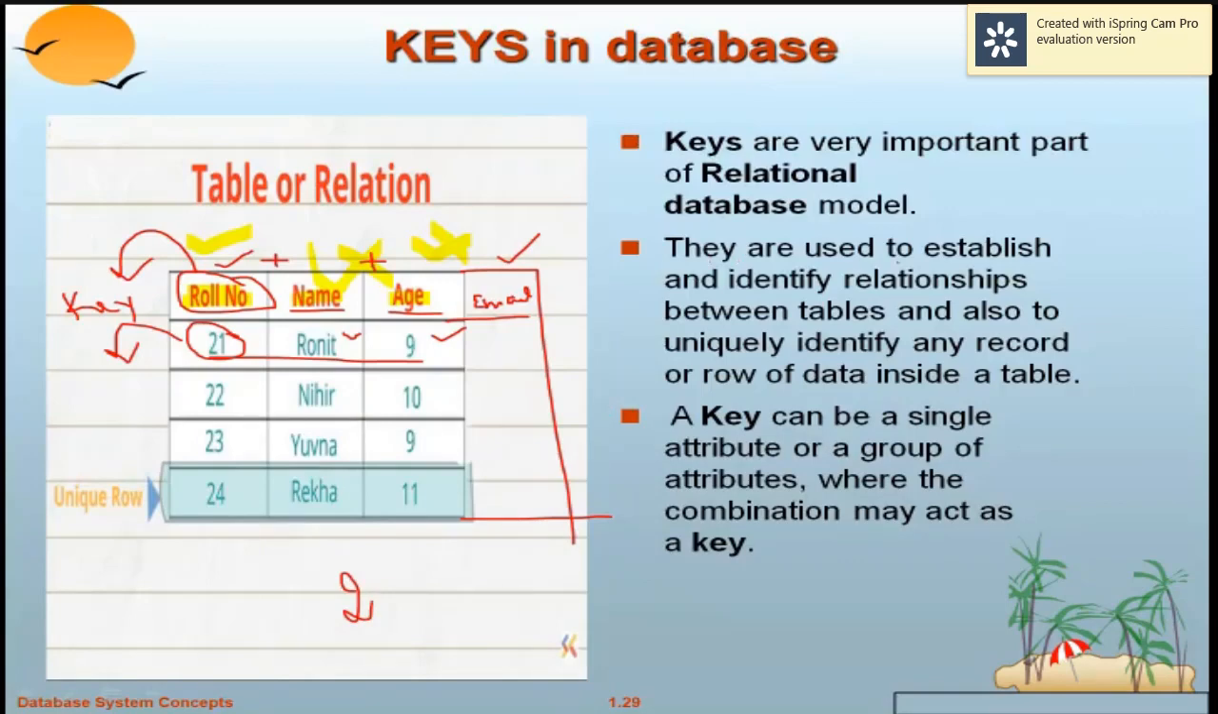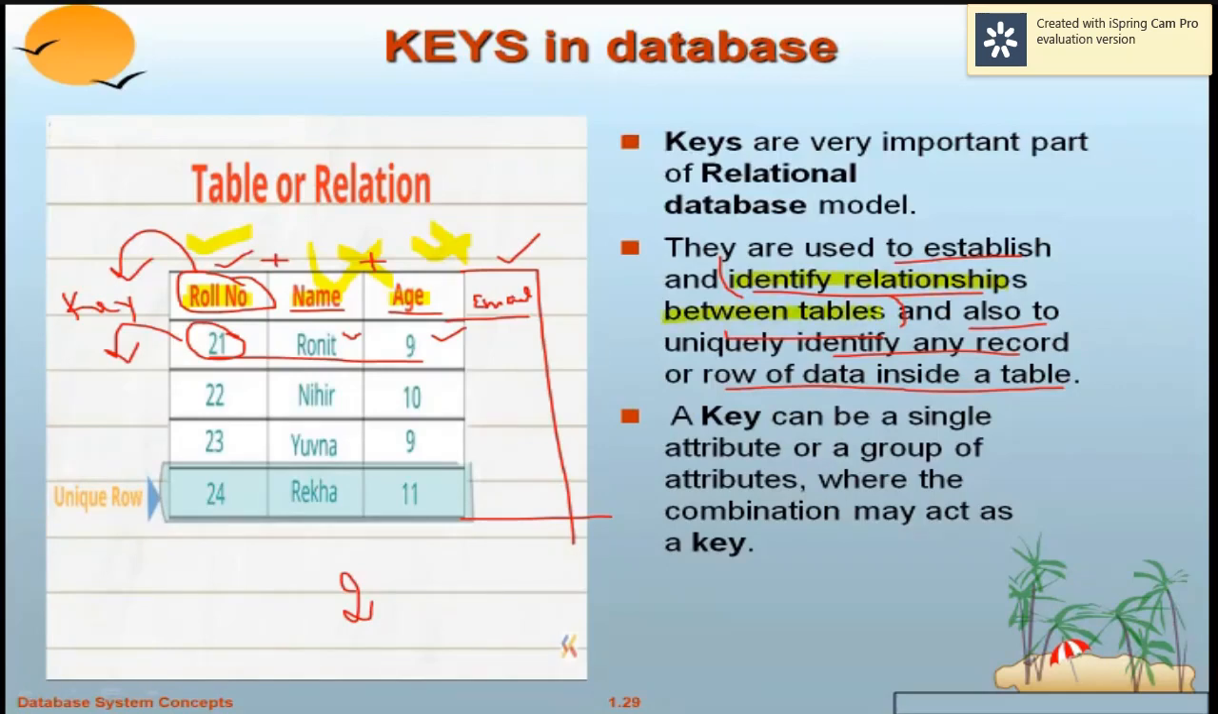The keys are used to establish and identify relationships between the tables, and also to uniquely identify any record or row of data inside the table. So there's one point mentioned here: identify the relationship between the tables. Keep this point in mind. In coming slides, we'll be discussing how the key is going to help me identify the relationships between the tables.